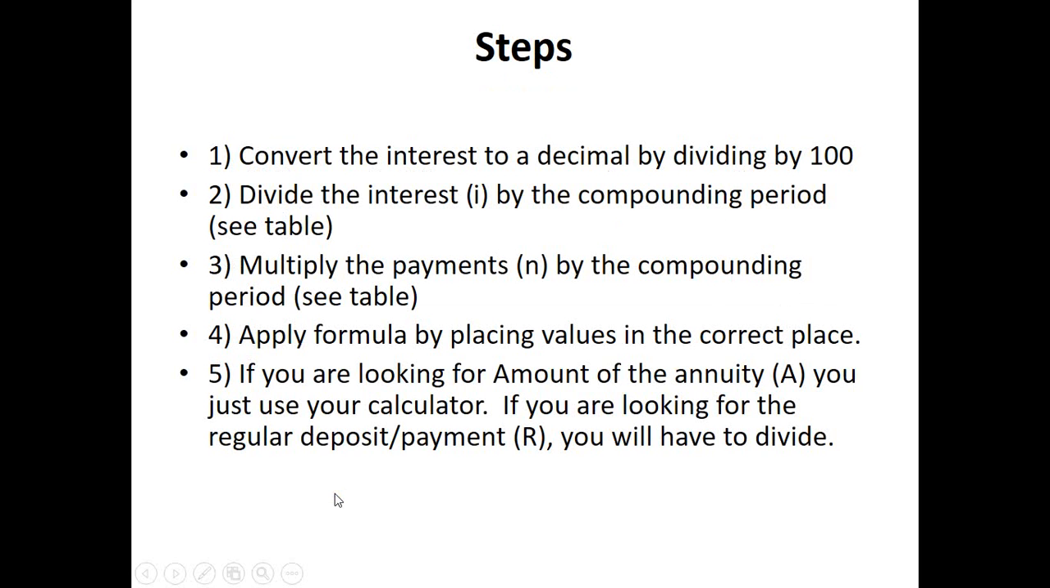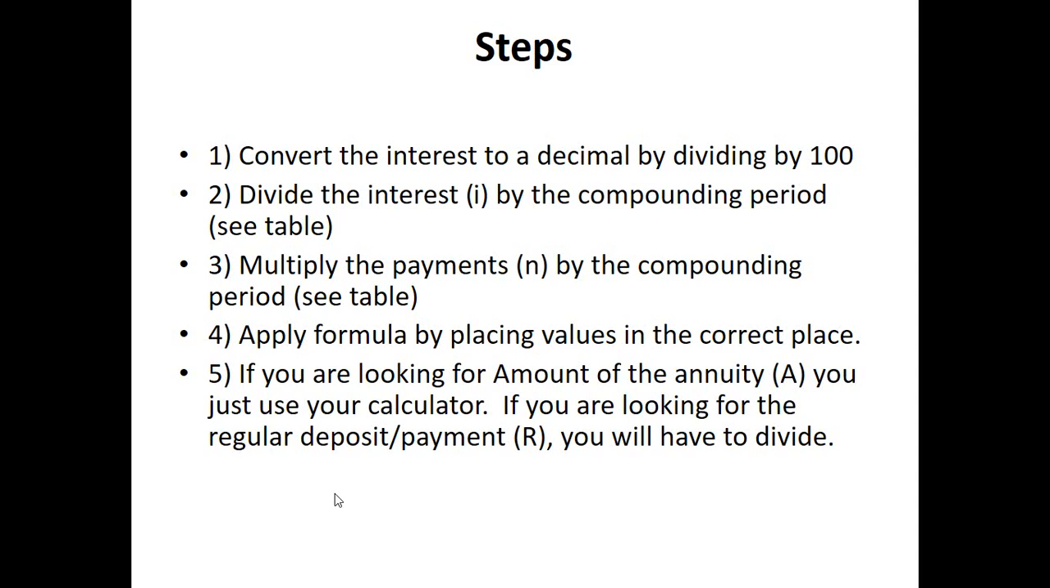Now I've set up a series of steps here that you can follow for these questions for the next 2 lessons. So first you convert the interest to a decimal by dividing by 100. Then you divide the interest by the compounding period, and you can look at the table to figure that out. Then you multiply the payments n by the compounding period. It's the same number. Whatever you use in step 2, you use in step 3. One you divide, the other you multiply. Then you apply the formula by placing values in the correct place.